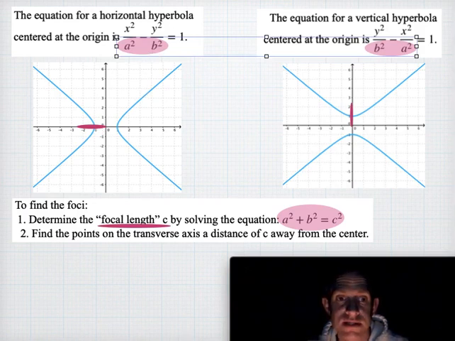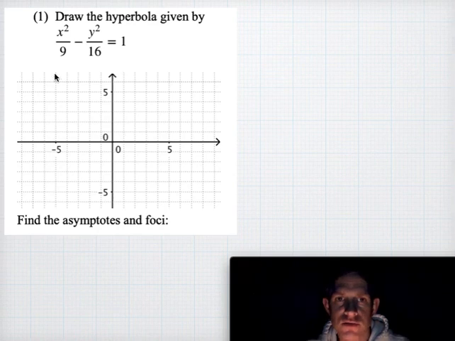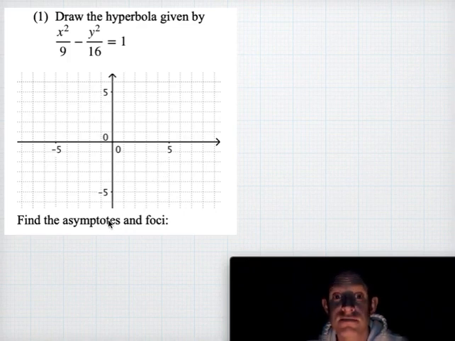So let's see some examples. Suppose we wanted to draw an accurate picture of the hyperbola x squared over 9 minus y squared over 16 equals 1. Also, we want to figure out where the focus points are. We'd also like to have the asymptotes because that really is a way of drawing things accurately.